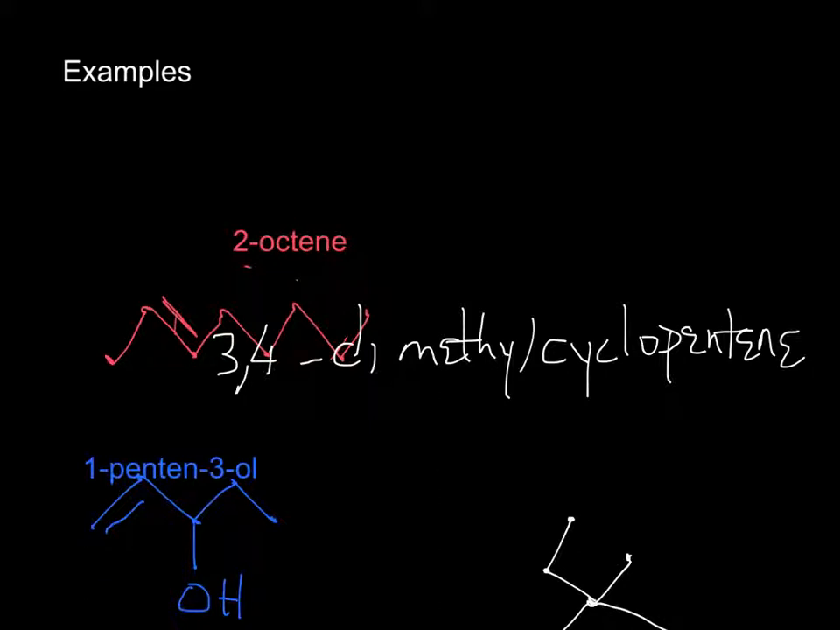So now we have the ethyl, and the ethyl was on carbon 4. So it's 4-ethyl-3,4-dimethylcyclopentene. Or you could have said 4-ethyl-3,4-dimethyl-1-cyclopentene. Yeah. Oh, it's frozen. Well, verbally, I am saying it's 4-ethyl-3,4-dimethylcyclopentene.